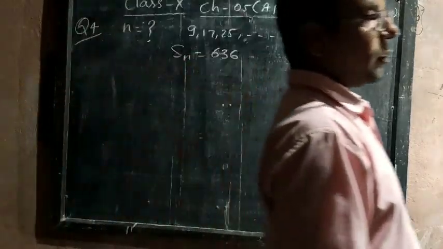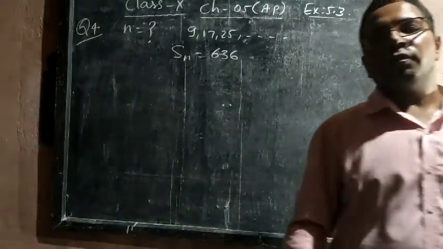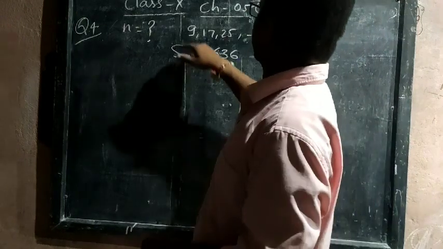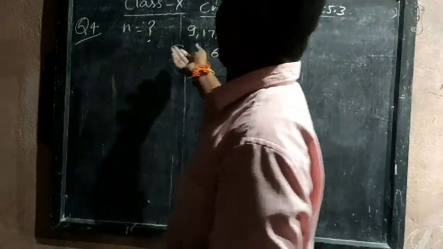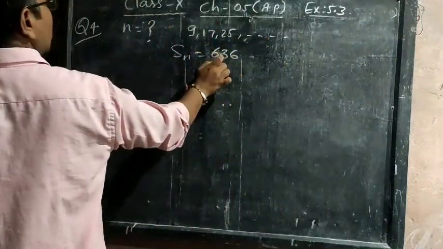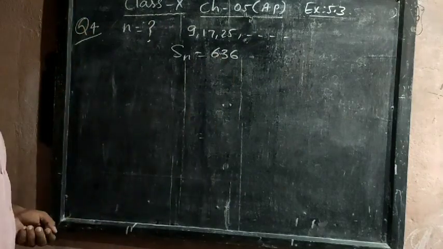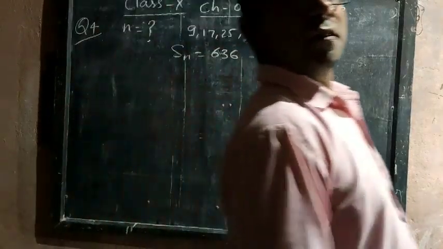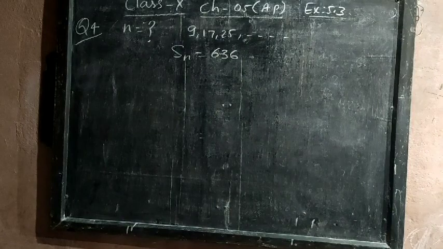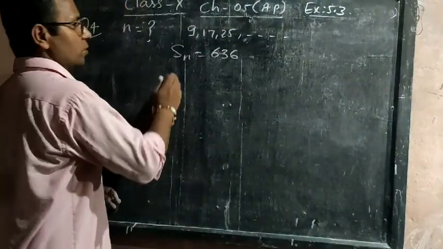636. That means the question wants us to find the value of n, how many terms we should take so that by adding all these terms we get 636. So students will use the formula Sn is equal to n by 2 [2a plus (n minus 1) d]. We'll use that one.